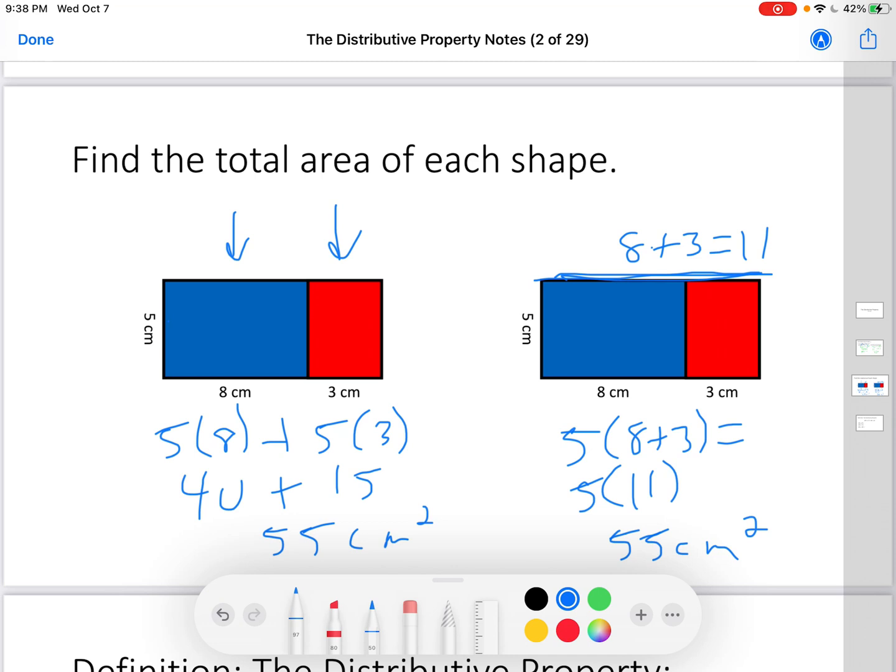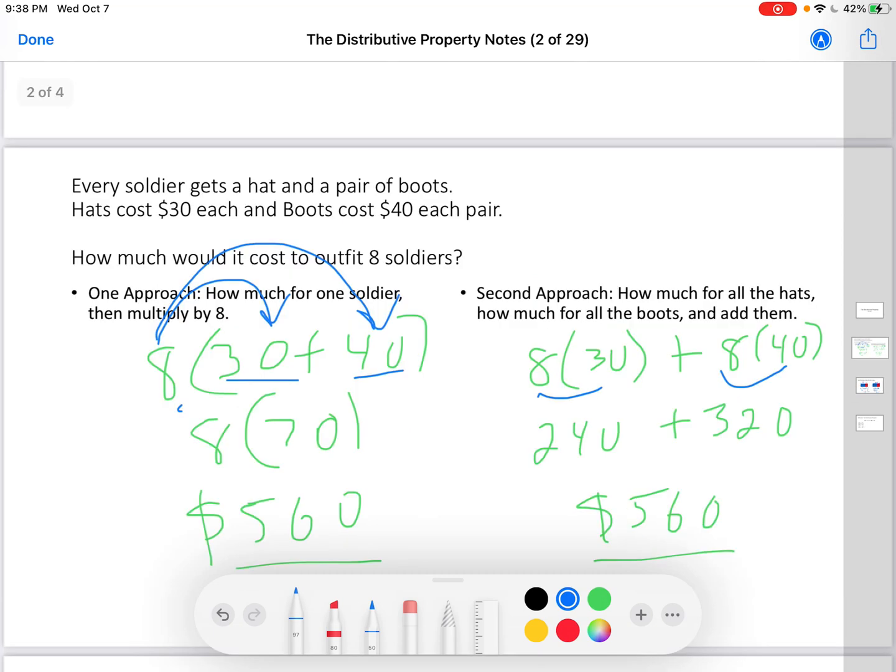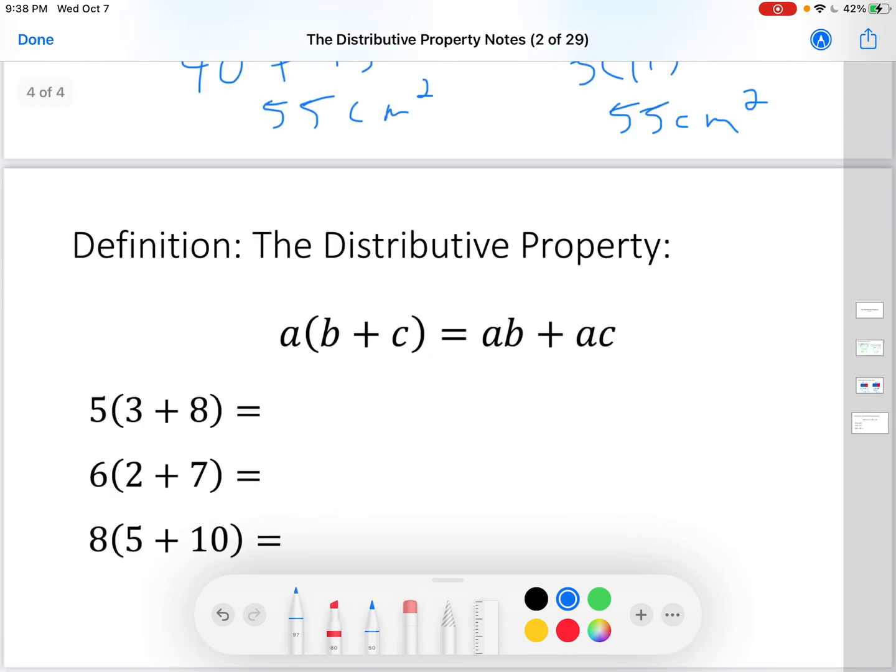What you're doing is distributing, and you get the exact same answer as if you did the addition first and then multiplied. Instead, you could multiply both of them. The mistake that many students make is they would do 5 times 8, which is 40, and then just add 3. But that doesn't make any sense. You have to find the area of this shape and this shape. You have to find out how much 8 pairs of boots cost and 8 hats cost. You can't just do 8 of one of them.